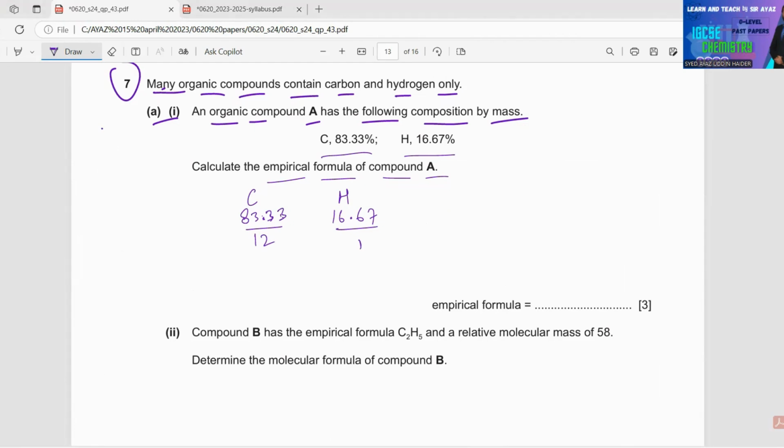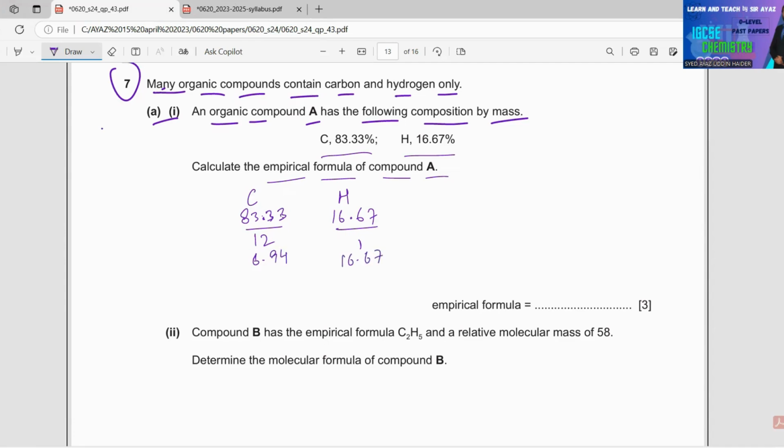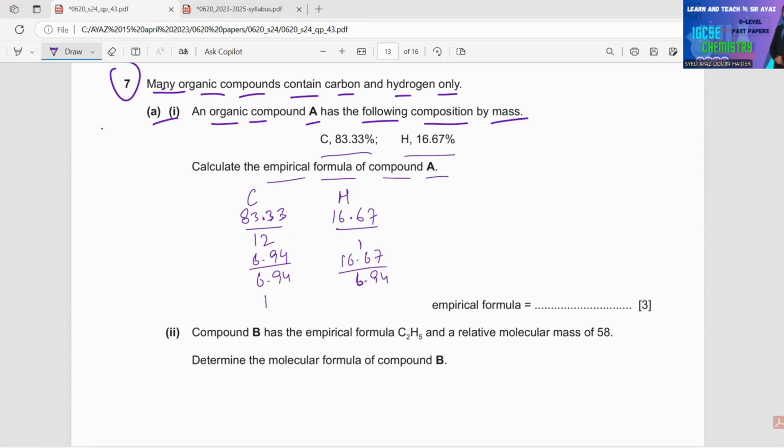So you should divide 83.33 by 12. What you will get? You will get 6.94. For hydrogen, you will get 16.67 divided by 1, which is 16.67. 6.94 is the smallest value here. So I'm dividing both of these by 6.94. For carbon, I will get 1. For hydrogen, I will get 2.40.